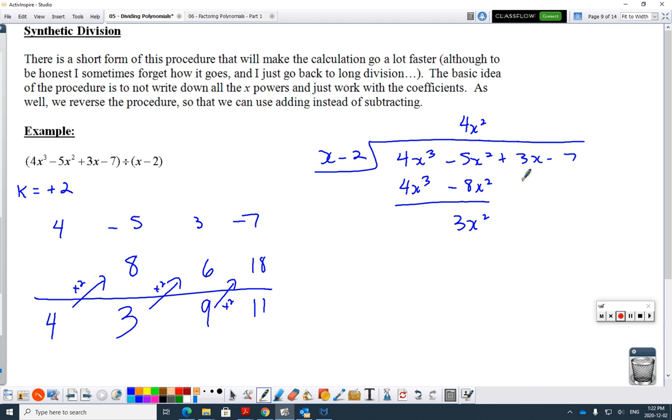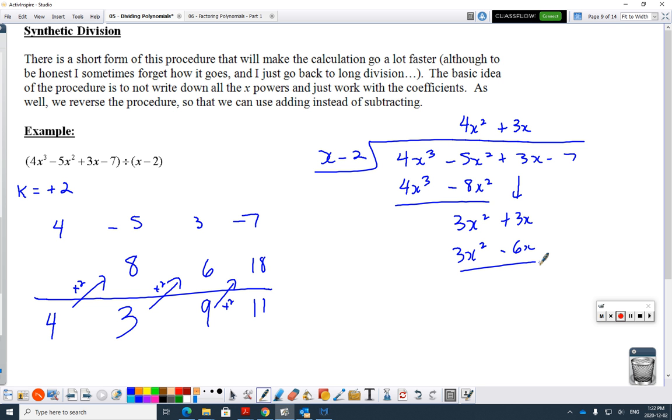Then you bring down the 3x. And you go, okay, what do I have to multiply this x by to get 3x squared? And it's 3x. And I multiply them, I get 3x squared. Of course I get 3x squared. That's exactly wrong. All I really care about is this 3x times the negative 2. So I only multiply by the 2. That's what I was doing here, multiplying by 2 down here. So I get negative 6x.